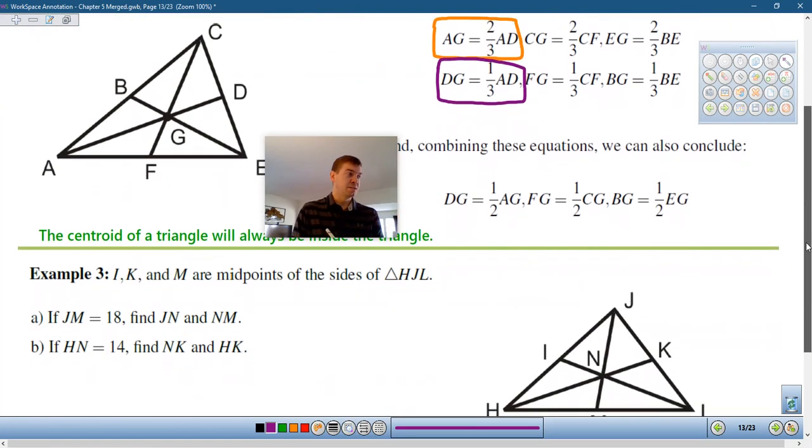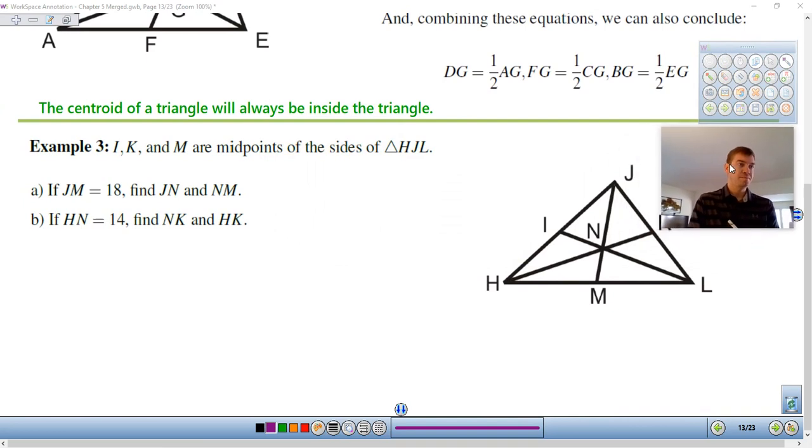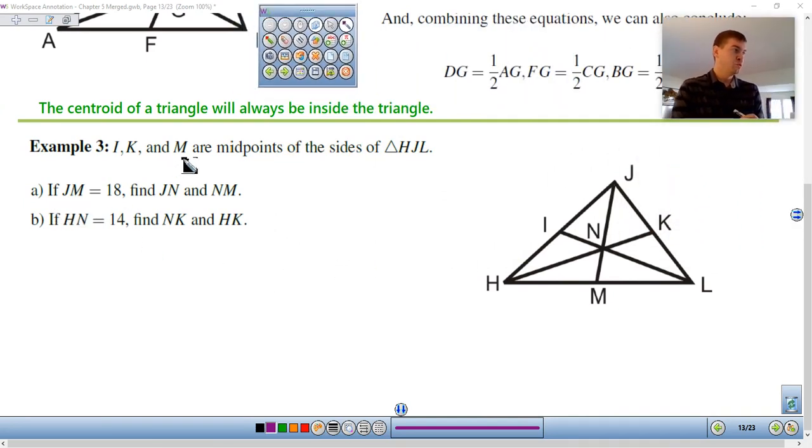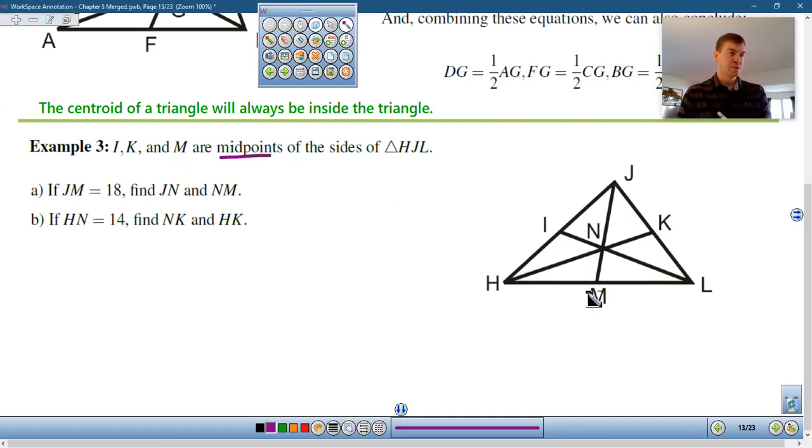Let's take this and apply it. We are told that I, K, and M are midpoints. So this is a midpoint. K is a midpoint. And I is a midpoint. Well, if those are midpoints, then J to M is a median, H to K is a median, and L to I is a median. Since it's a median, that means N is the centroid.